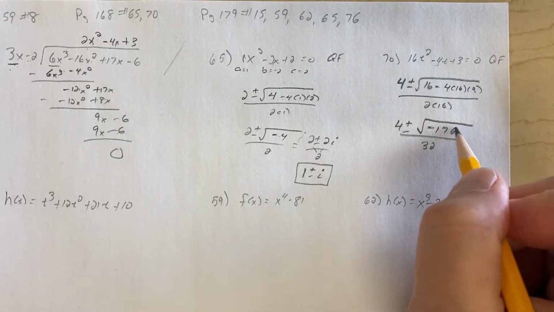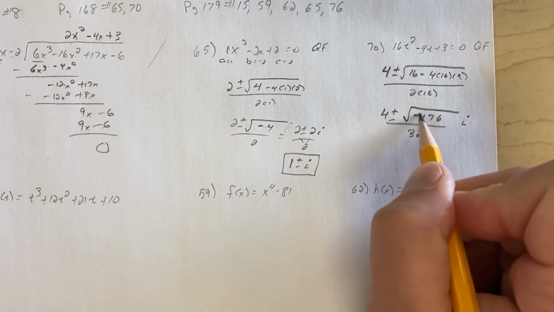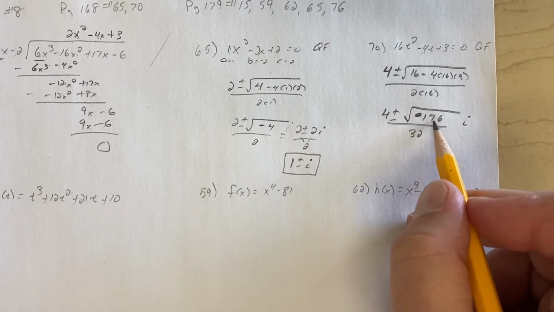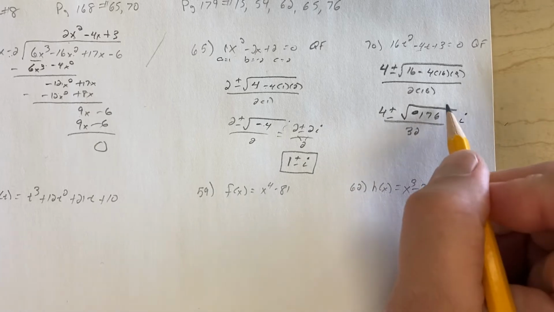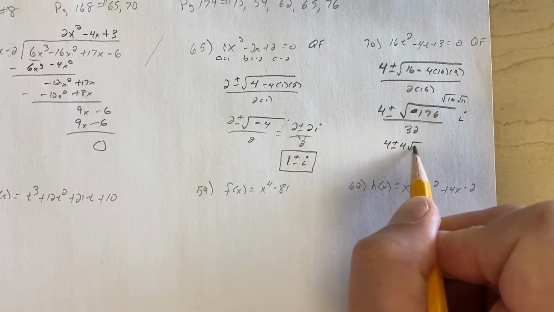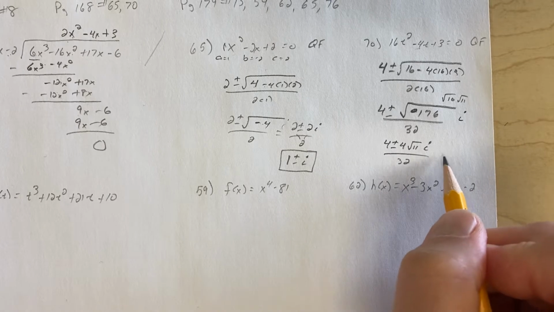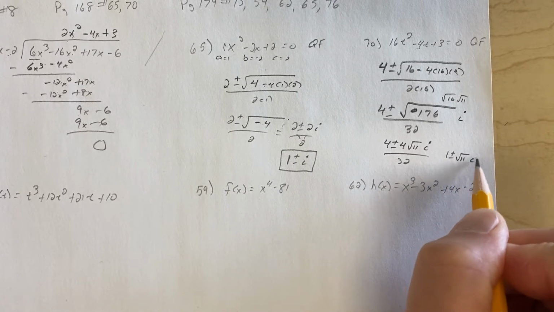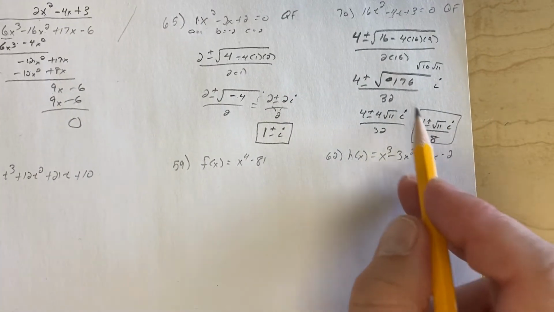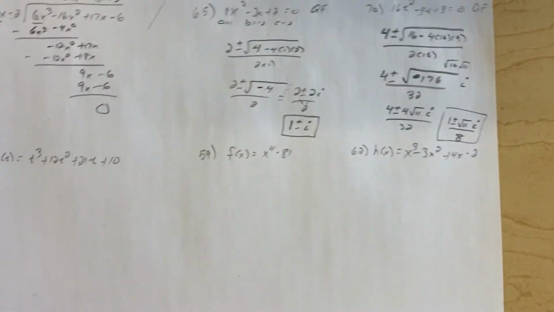Now, if you want to go further, this is correct. The negative can get pulled out and made into an i. We should always do that. That's an easy enough thing to do. If you want to break the 176 down more, it is 16 times 11. So we could get 4 plus or minus 4 square root of 11 i over 32. And then we could divide all of these by 4 to get 1 plus or minus square root of 11 i over 8. This would be the final simplified answer. But again, pull this i out, and I think I would be just fine with something like that.